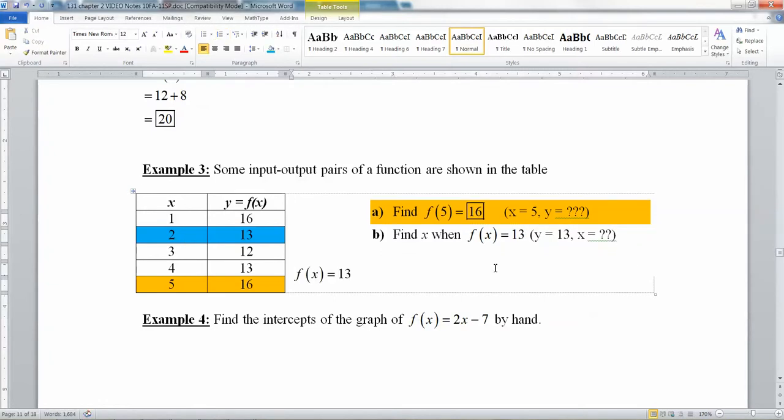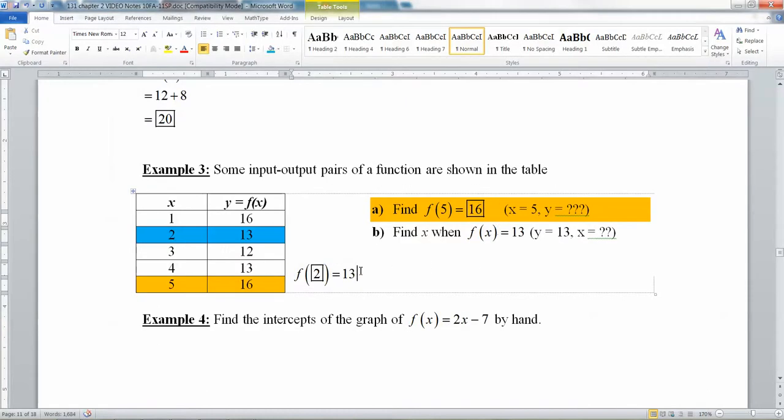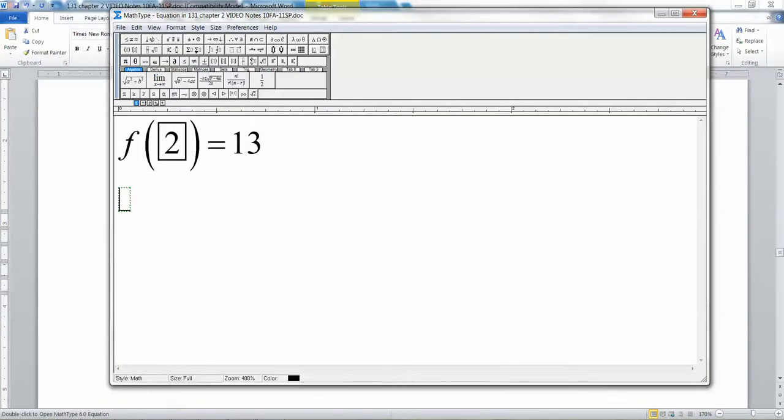So how do you do that? Well, you say, okay, f of 2 is equal to 13. So that's my answer, right? 2. So I guess I could just say x equals 2. That's the answer.